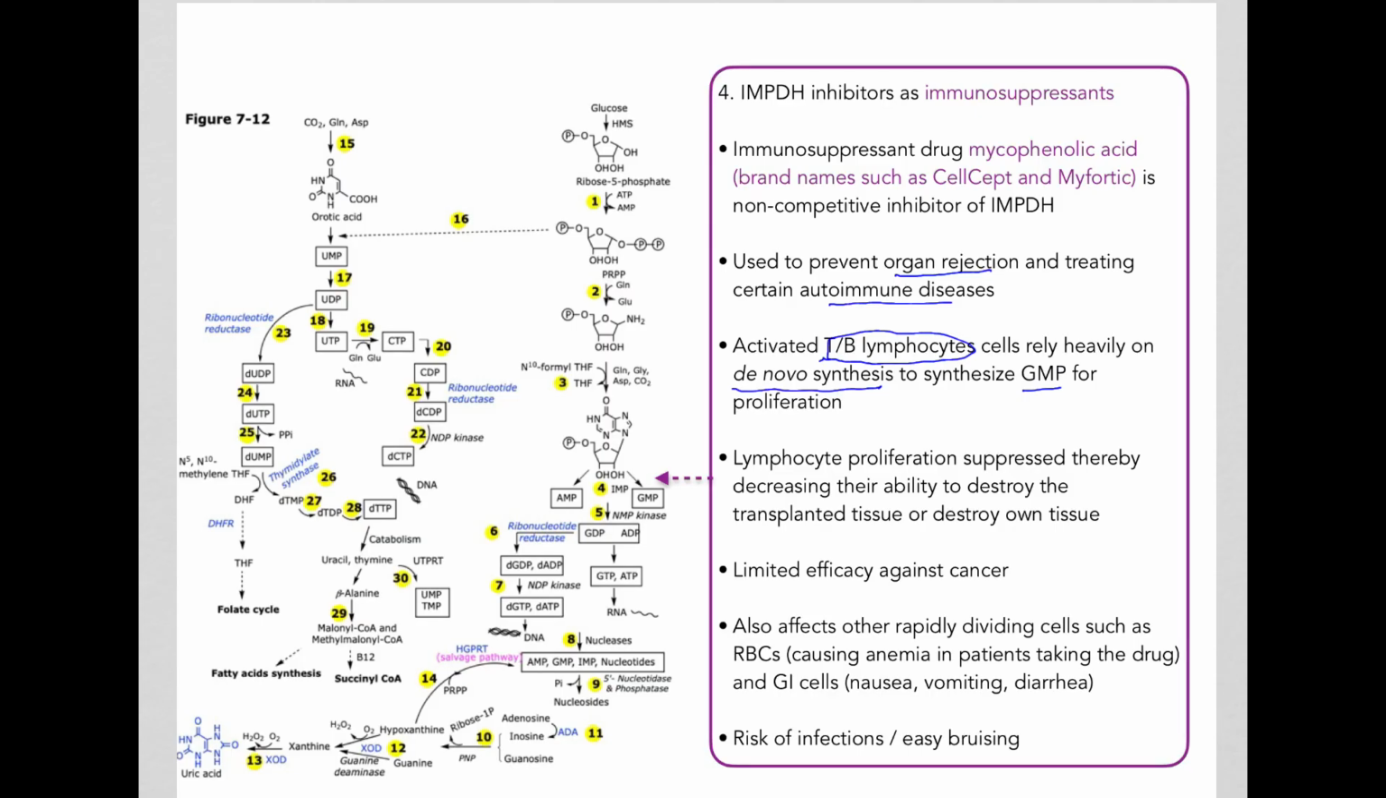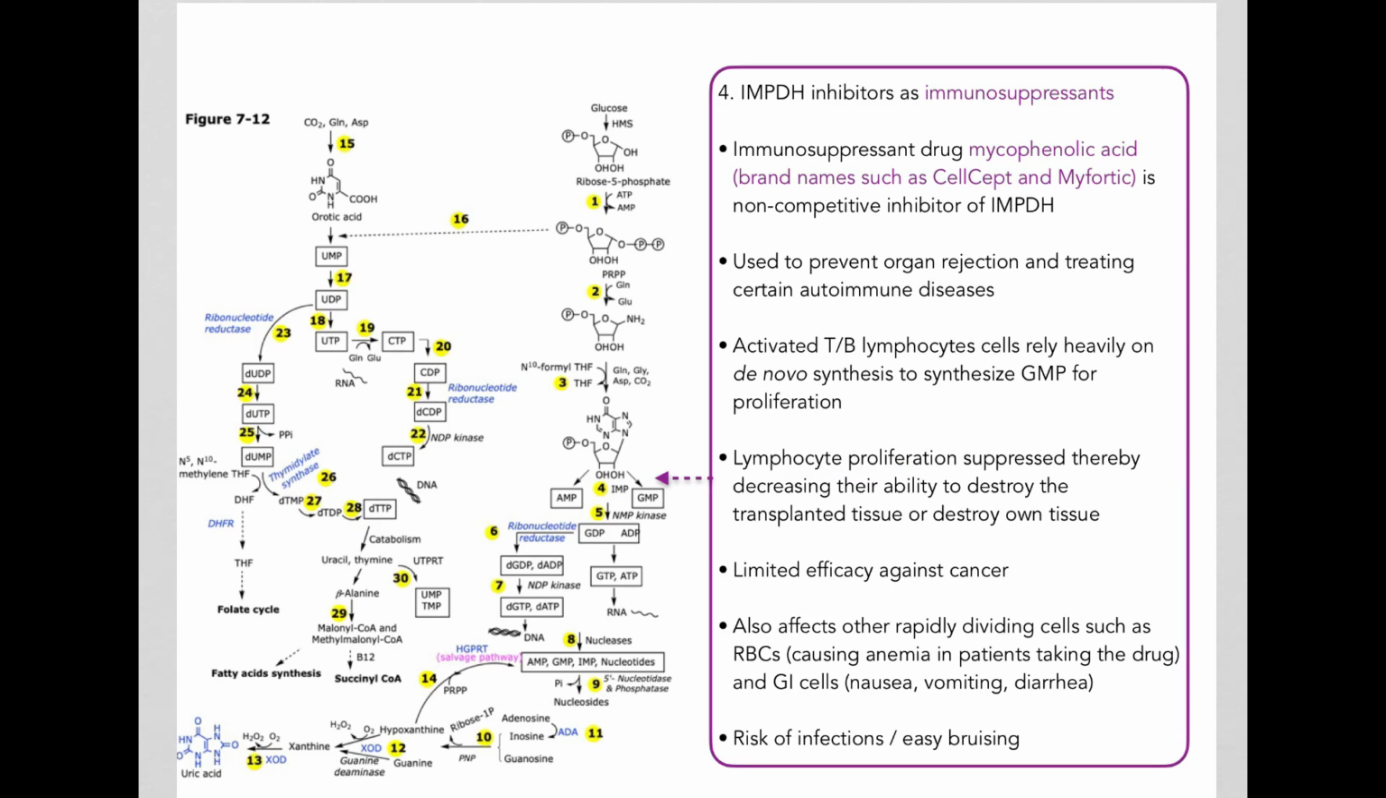So by suppressing GMP synthesis, the cell would not be able to eventually make deoxy-GTP, and without this nucleotide, the chromosomes cannot be copied, and these lymphocytes cannot divide and proliferate. And without lymphocyte proliferation, they would not be able to reject the transplanted organ, and they would not be able to destroy the patient's own tissues in autoimmune diseases.